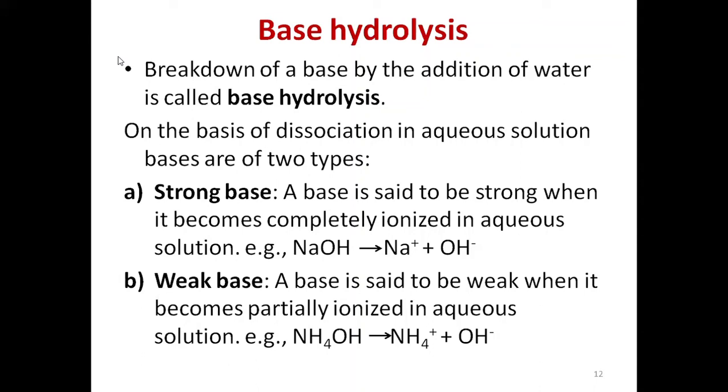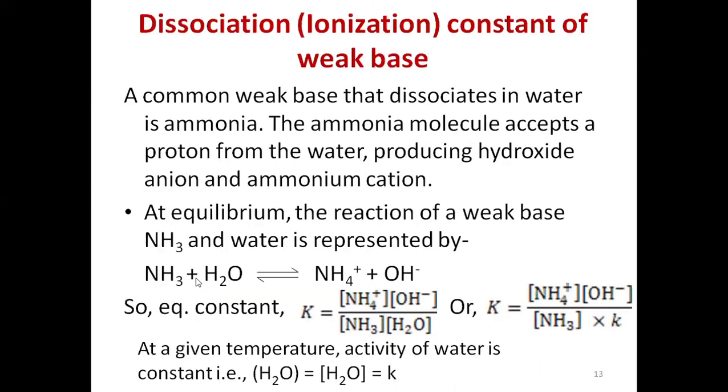Sodium hydroxide dissociates 100% into sodium ion and hydroxyl ion. And a base is said to be weak when it becomes partially ionized in aqueous solution, for example, ammonium hydroxide, which gives ammonium ion plus hydroxyl ion. So, the dissociation constant of a weak base.